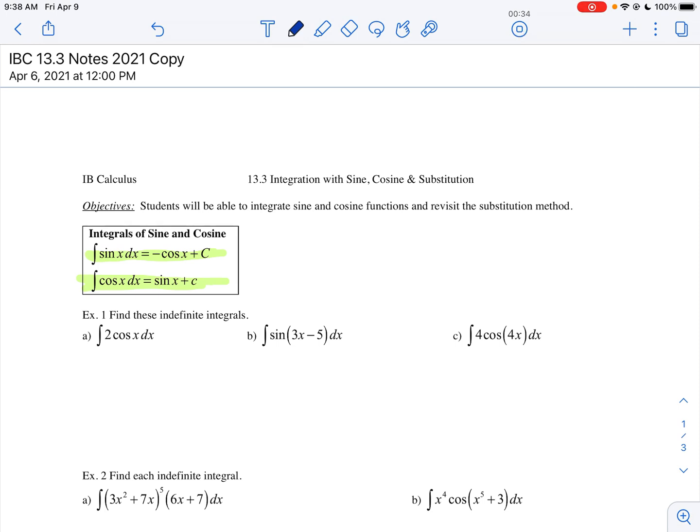Letter A, I have the integral of 2 cosine x dx. So if there is a constant out front of an integral, you can just pull it in front of the integral. Okay, so now you're going to look above. The integral of cosine is sine x. So this is 2 sine x, and don't forget, remember this is an indefinite integral.